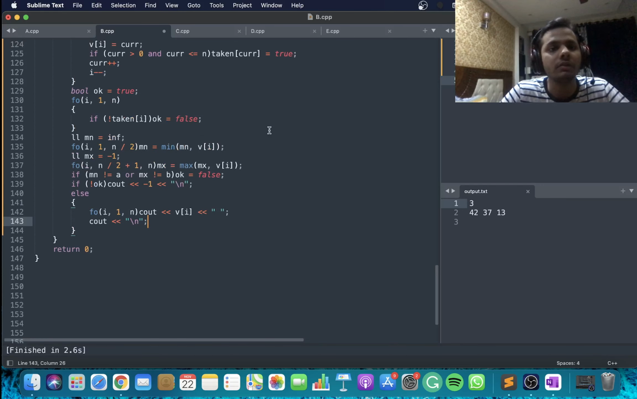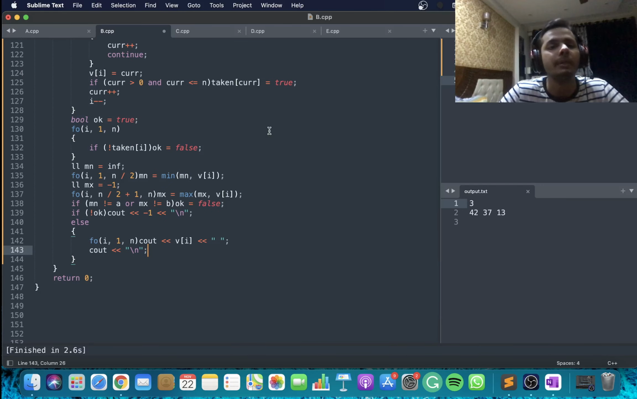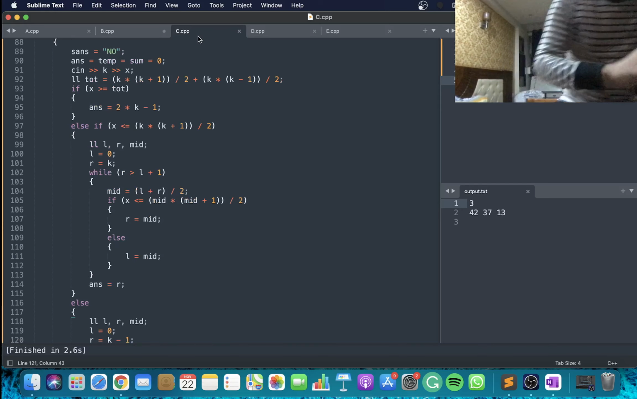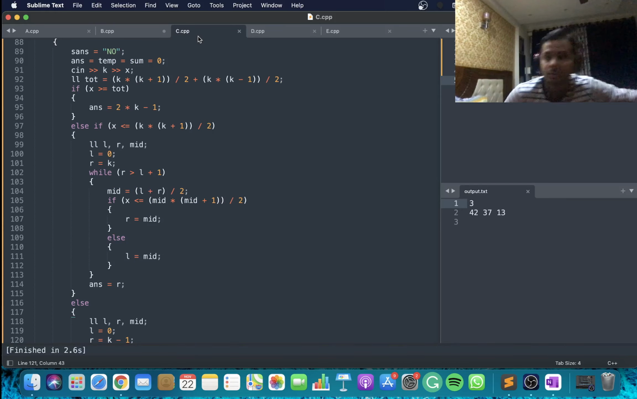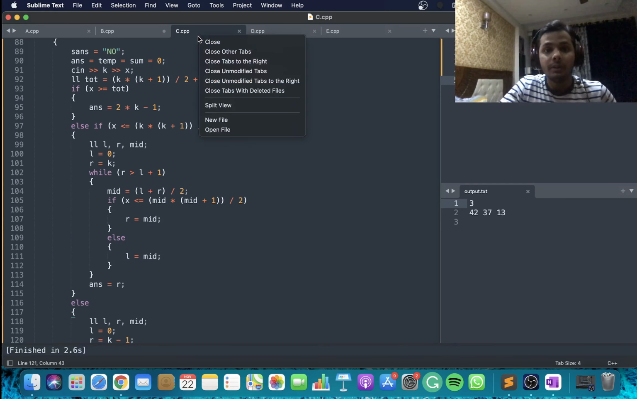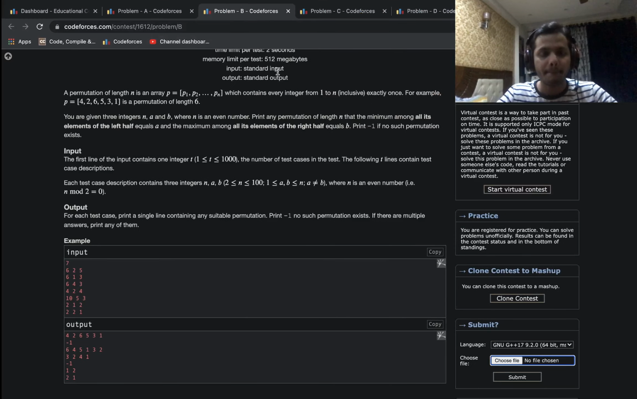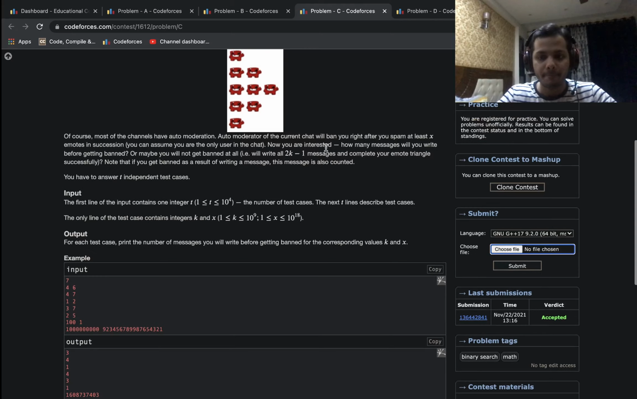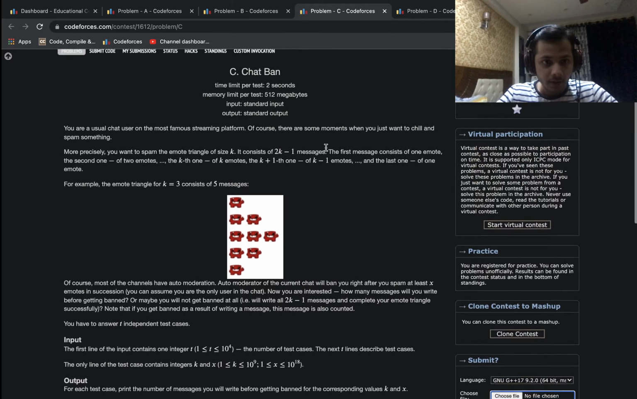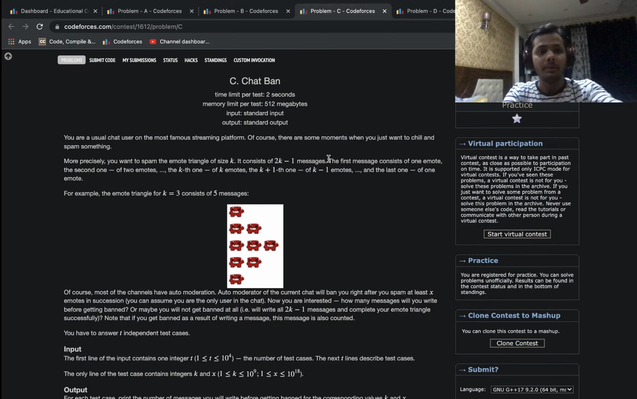So yeah, this is it for problem B. It's a simple greedy strategy that you can follow to solve this problem. Right. So now let's move on to the next problem, which is problem C. Okay, so let's see what this problem has to say.